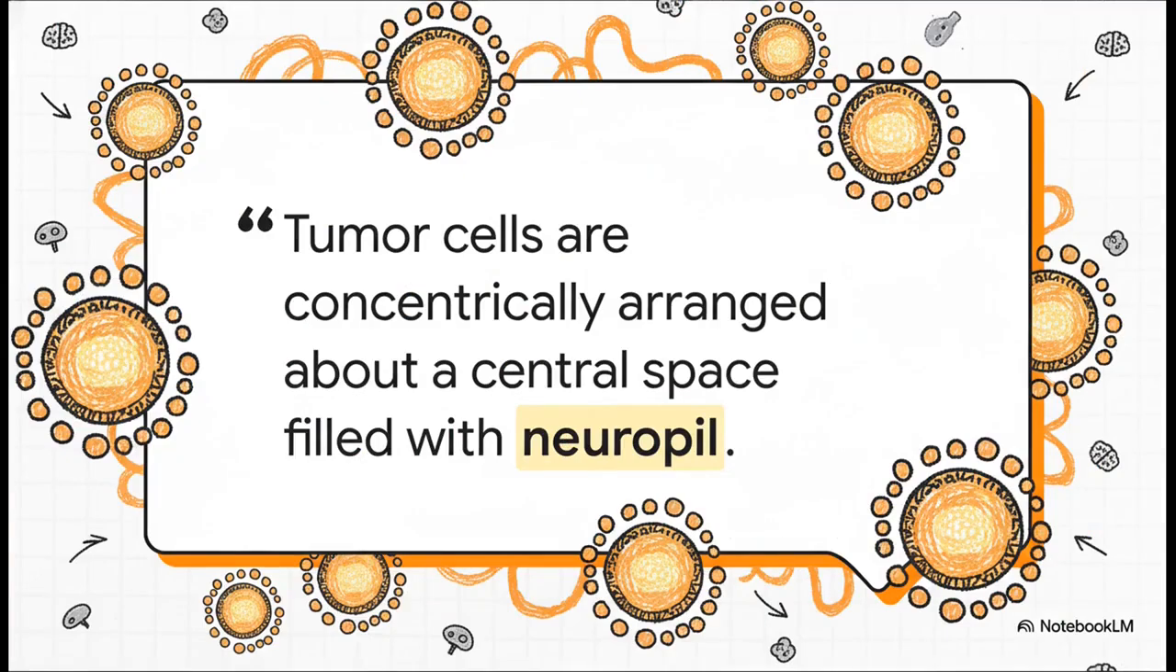And here is something truly fascinating that you'll see under high power. Look for this beautiful, almost flower-like structure, the Homer-Wright pseudorosette. You see how the tumor cells are arranging themselves in a neat little circle, and they're surrounding that central pinkish material, which we call neuropile? I'm telling you, when you see this in your practical exams, your brain should immediately scream neuroblastoma. It is a dead giveaway, an absolutely classic finding.